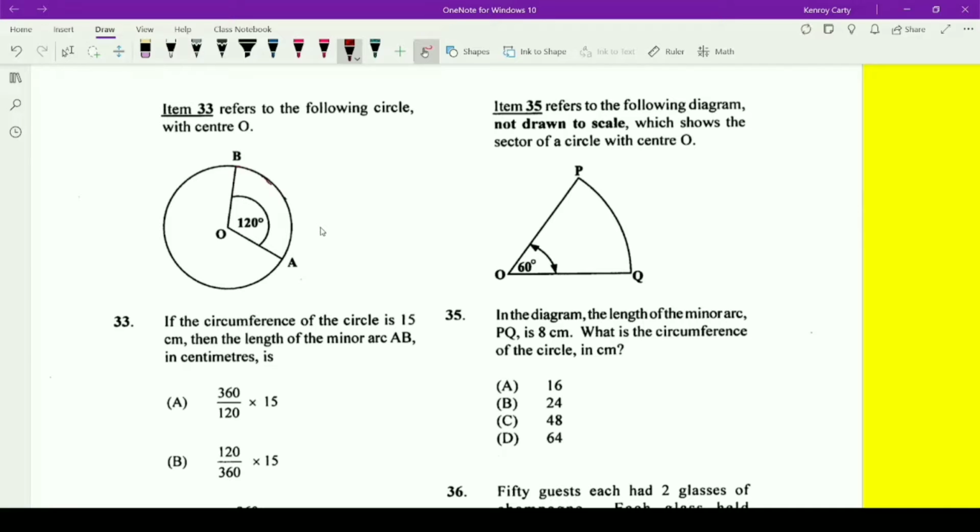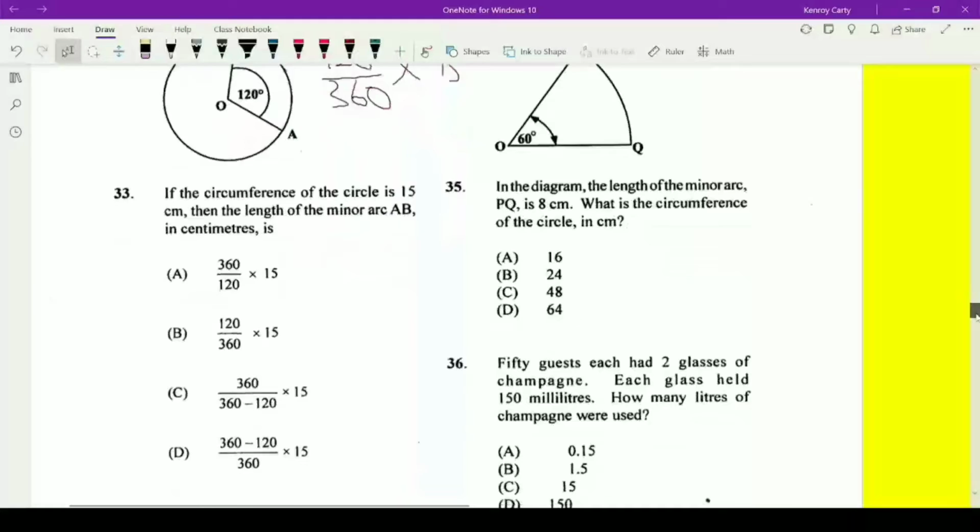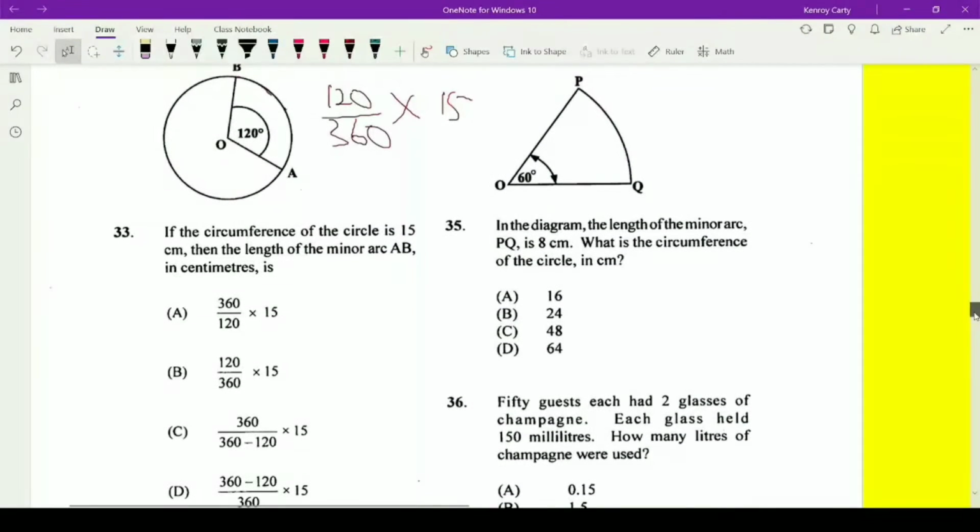1 revolution is equal to 360 degrees, and that's the maximum you can get out of a circle. So to find a fraction, I'm going to have 120 over 360 degrees multiplied by the complete length of the circumference, which is 15. Now that is what should give me the answer. It doesn't require you to work it out, it simply requires you to choose an answer, and that makes it option B, as in boy.